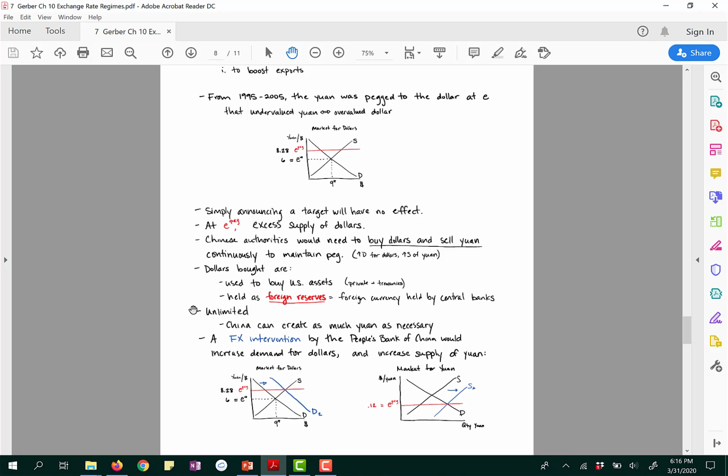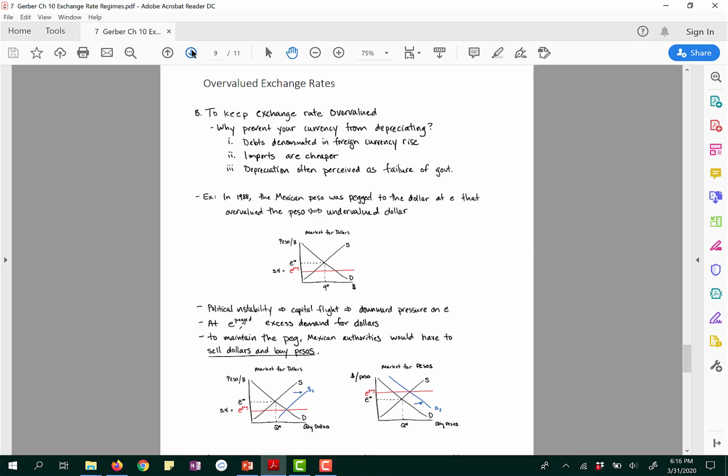That is in contrast to the other situation, an overvalued exchange rate. Most of the time, when you think about currency manipulation, or foreign exchange intervention, I should say, people assume countries are typically keeping their exchange rate undervalued. But there are also some situations where countries are trying to keep their exchange rate overvalued relative to the market equilibrium. They would do that for a couple of different reasons.